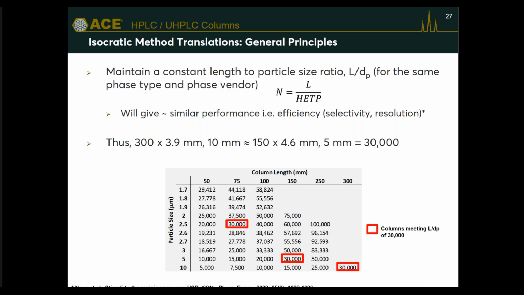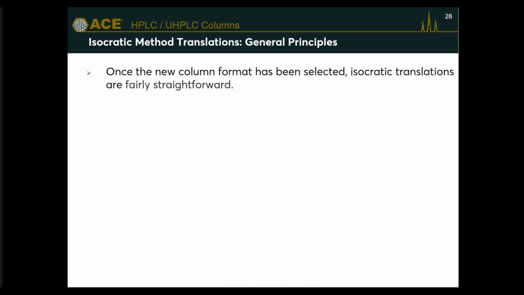And in fact, if we plot this on a grid that I've created, with particle size on the y-axis and column length on the x-axis, so this is simply L/dP, then you can see here where a 150 by 4.6, 5 micron is equivalent, for instance, to a 75 by 2.5 micron, and it's also equivalent to a 3, 10 micron as well. So all of these should give similar performance chromatographically.